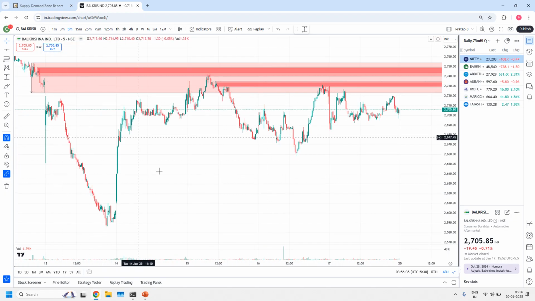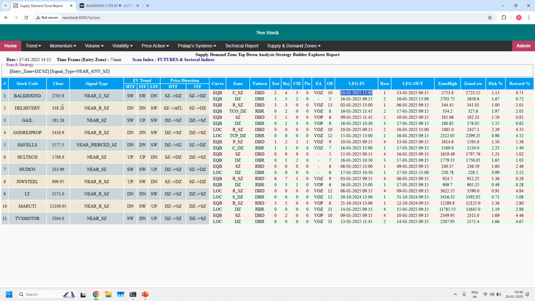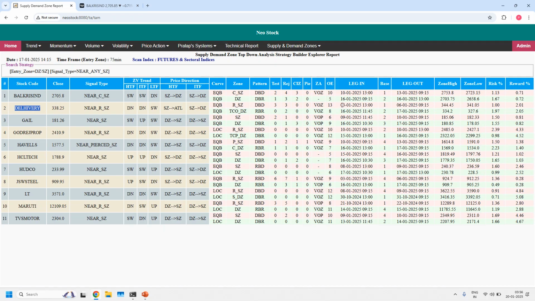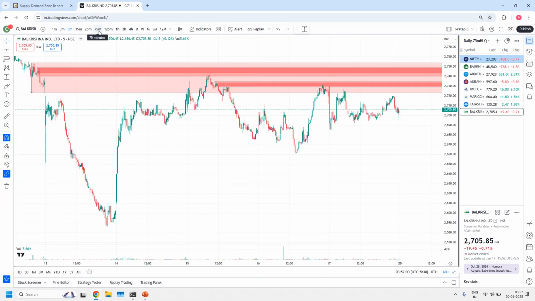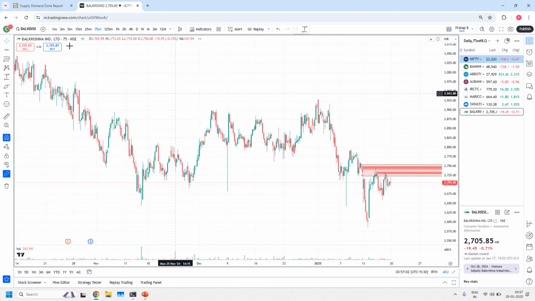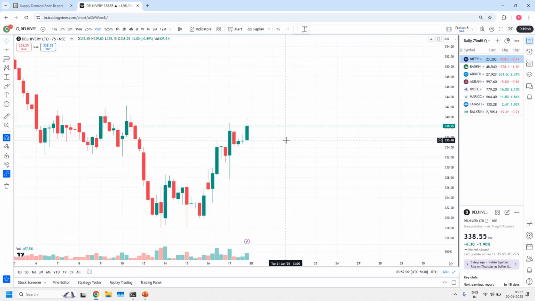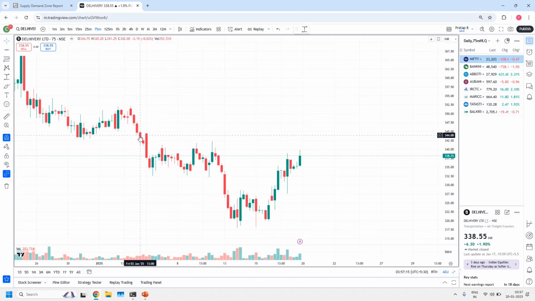So we have two order flows here. We can plan the trades. Next one is delivery. This is the 3/1/25, 3rd January, 13 hours, one base candle. This is the one: drop, base, drop.